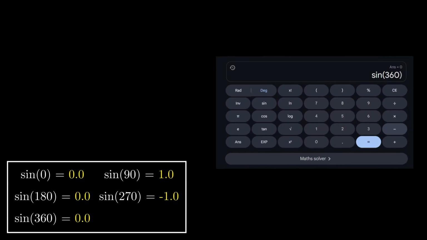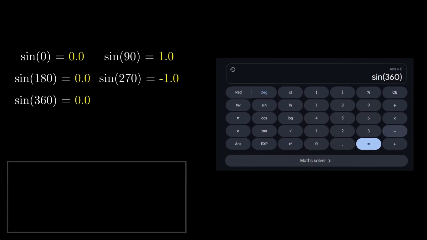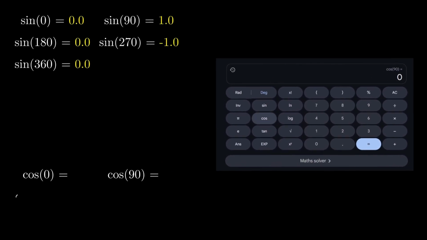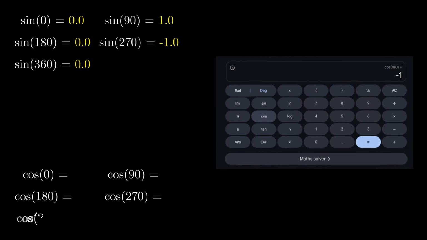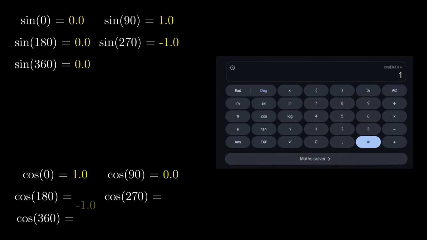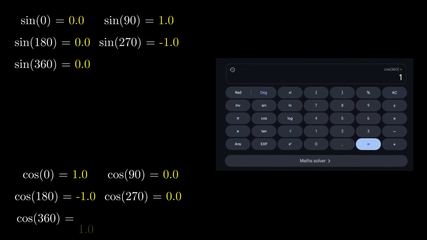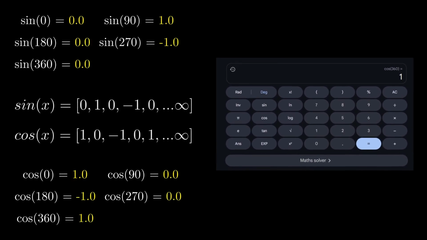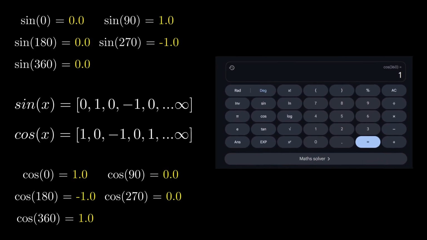Take a screenshot or write this down to remember this, but now we're going to go through the exact same process but for cosine instead. And our output for the numbers that we had before, 0 to 360, we should get 1, 0, -1, 0, and back to 1. Almost like our sine function, just starting one number later.